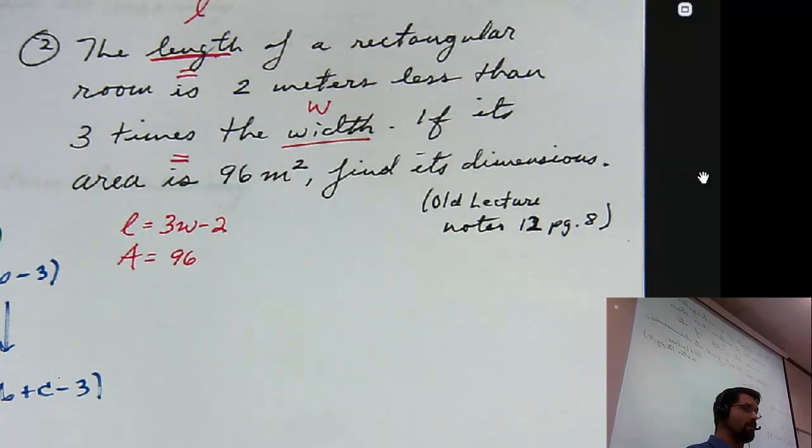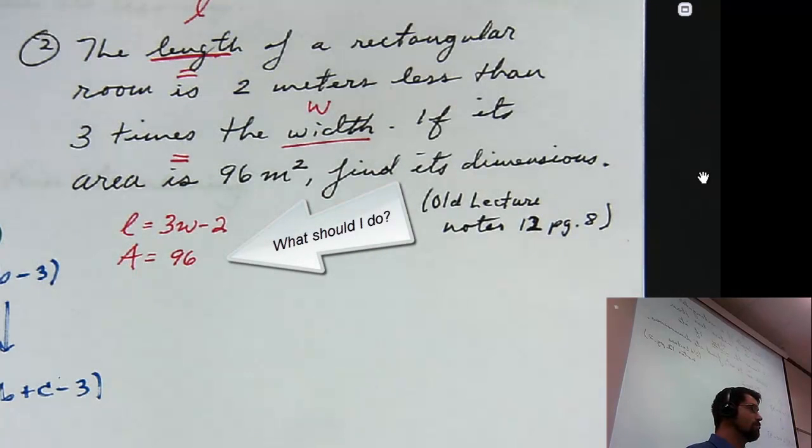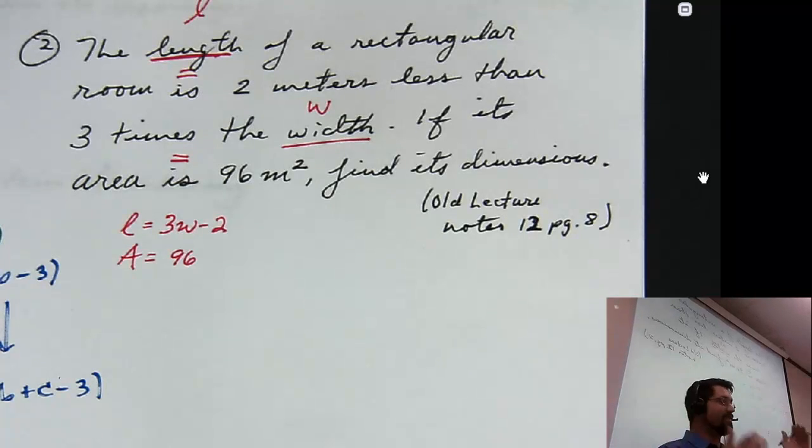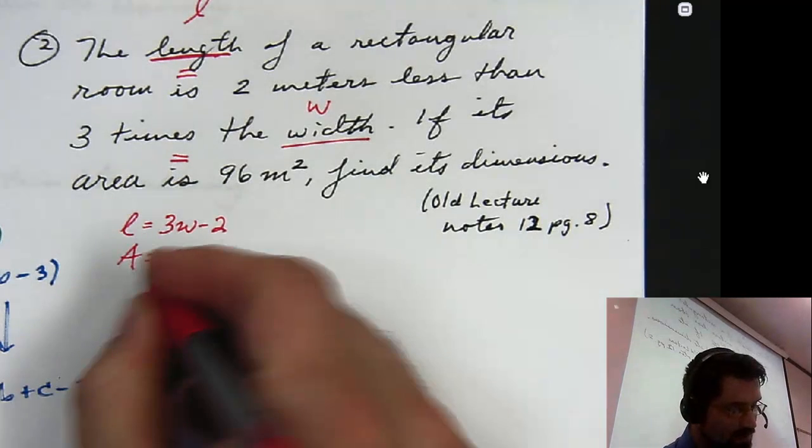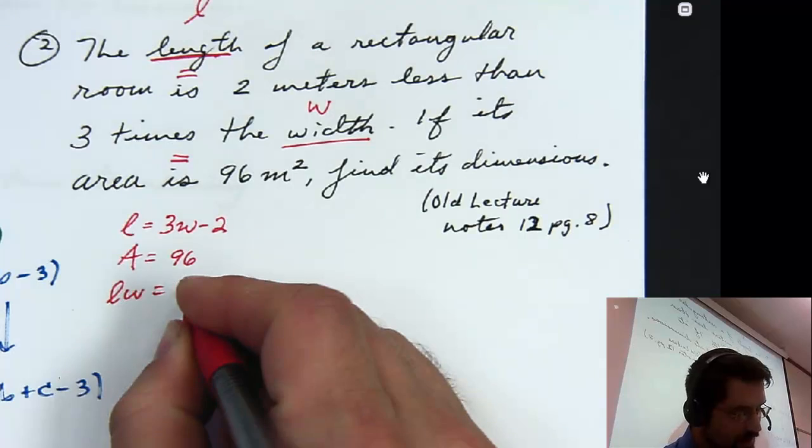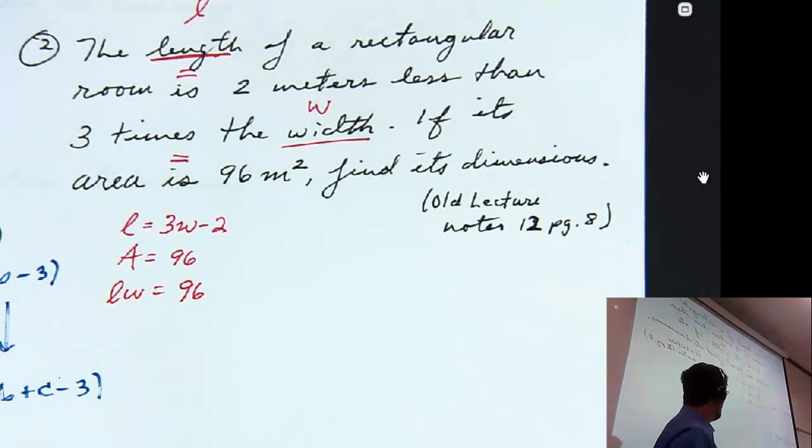All right. But now I have three variables. I have an A, I have an L, I have a W. Hold on. Say that real loud. Area is length times width. So this formula is really LW is 96.